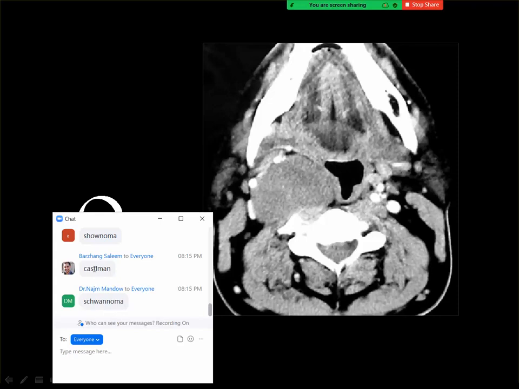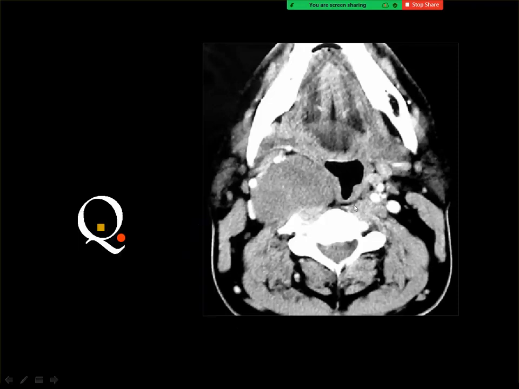Schwannoma, Castleman disease, nasopharyngeal carcinoma. Okay, and this lesion is not in the nasopharynx and is not also in the oropharynx, because you can see that the fat is displaced anteriorly. Then the parapharyngeal fat is displaced anteriorly. Then you are in the region posterior to the parapharyngeal fat.